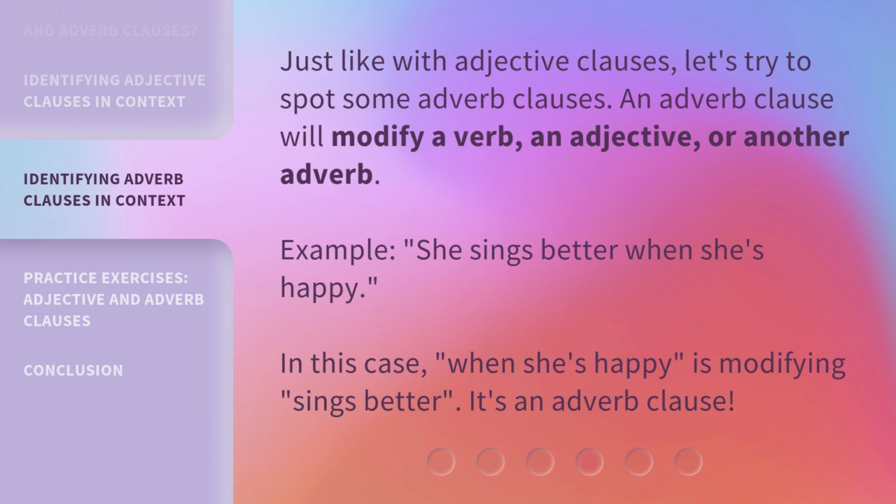Just like with adjective clauses, let's try to spot some adverb clauses. An adverb clause will modify a verb, an adjective, or another adverb. Example, she sings better when she's happy. In this case, when she's happy is modifying sings better. It's an adverb clause.